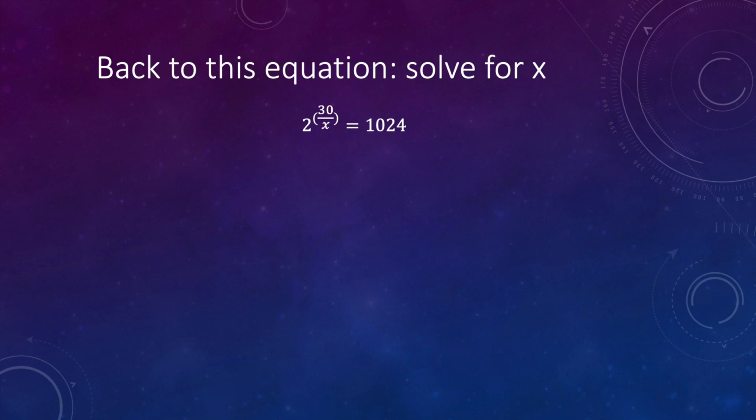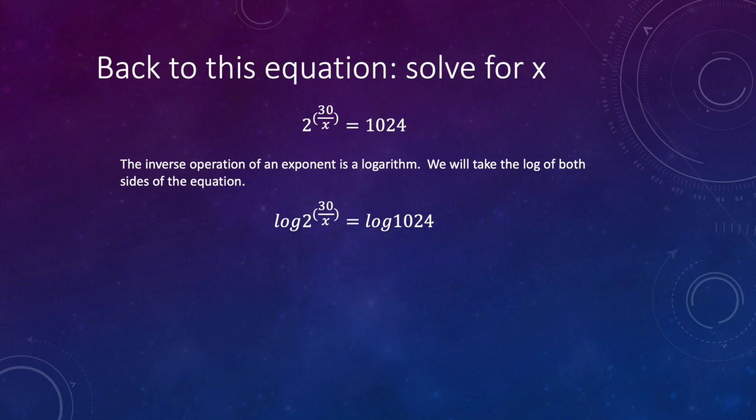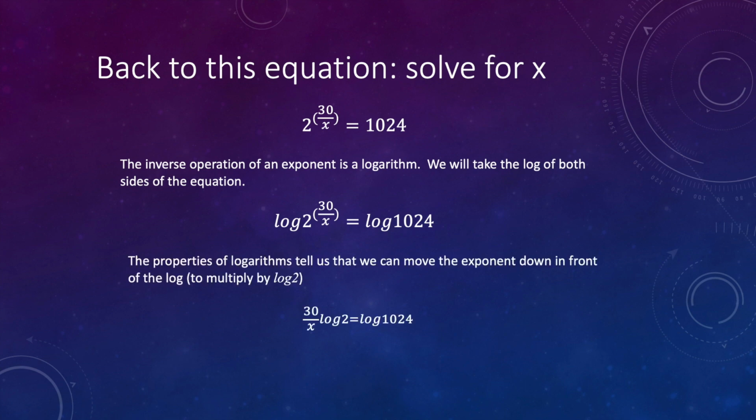So back to this equation. We want to solve for x, and right now x is in the exponent. So the inverse operation of exponents is a logarithm, so we'll take the logarithm of both sides. Then we'll use that property of logarithms that shows we can bring the exponent down in front of the log. So now we have 30 over x times log 2 equals log 1024.